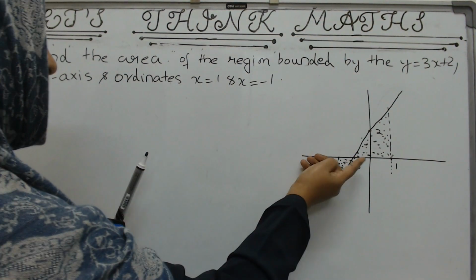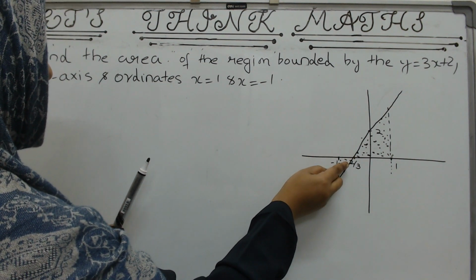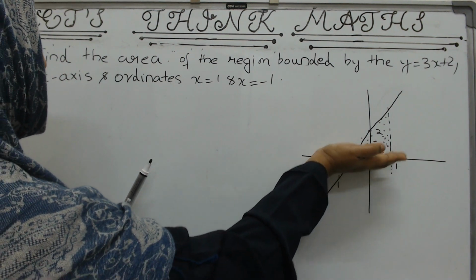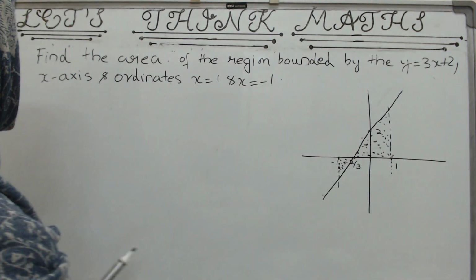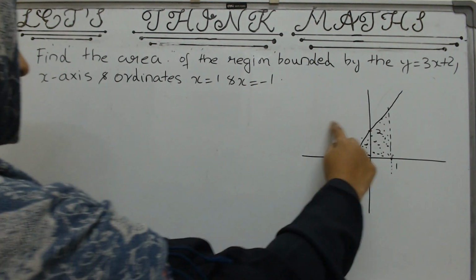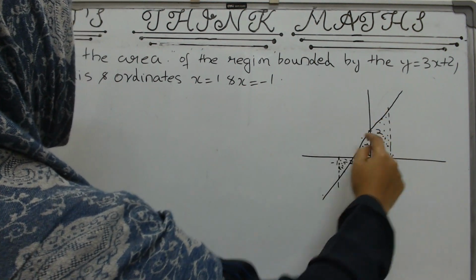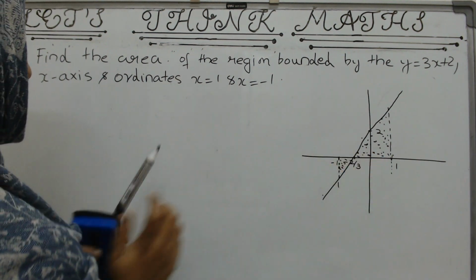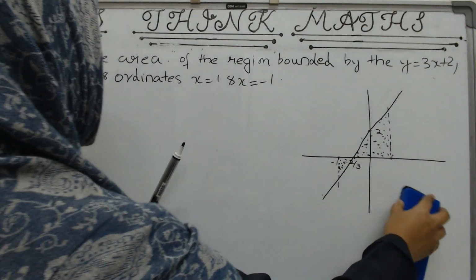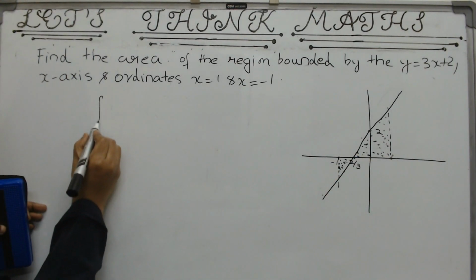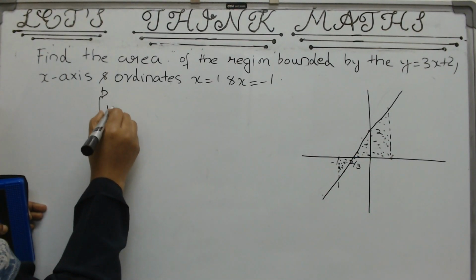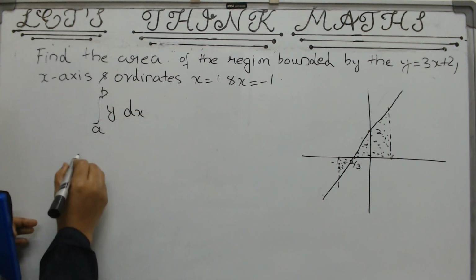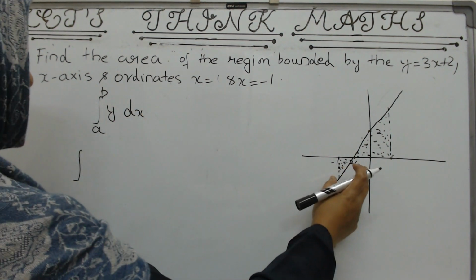If you see at this place at minus 2 by 3, you can see the curve is above the x-axis, which means your y will be positive. It falls in this area, so your y will be positive. But the second one falls here, which means the y at that place will be negative. So usually what do we take? We take it as integral a to b y dx, right? But here you have 2 of y's.